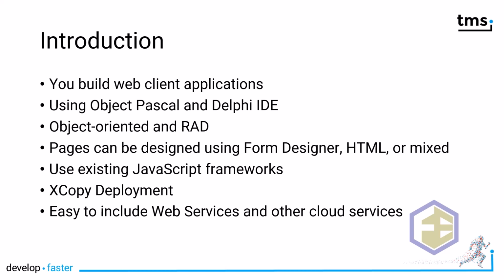Deployment is very easy. There is simple XCopy deployment. There are no libraries you depend on, and that makes TMS WEB Core the perfect solution for any web server. Actually, the only thing you need is something as simple as a Raspberry Pi with a web server running on it, and this device will be able to be a web server for your WEB Core applications.